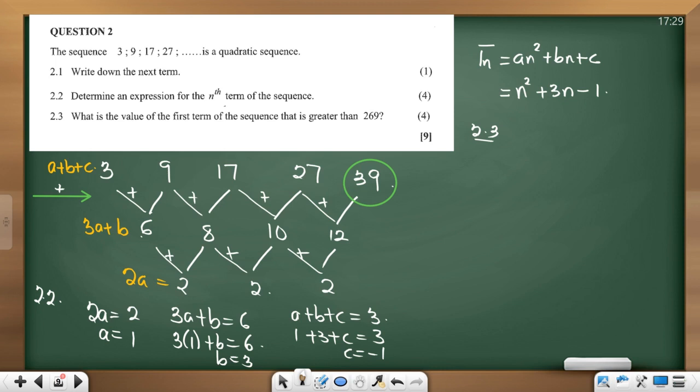All right, so the examiner says, what is the value of the sequence that is greater? Just interpret the question. It means there is a term, Tn, that should be greater than 269. Sophie, are you okay with my answer? I just answered your question. I need to know. All right, remember inequalities again.